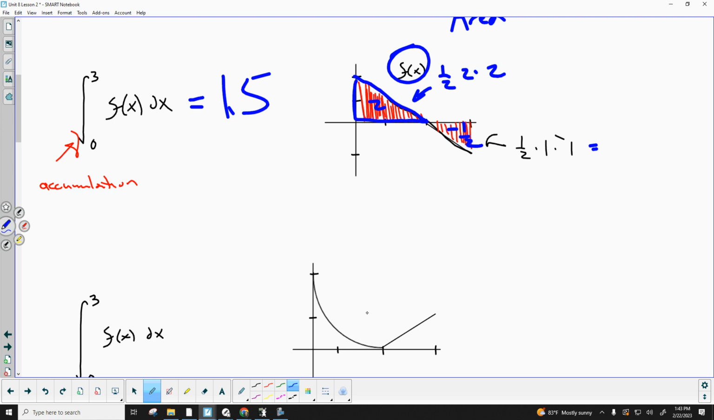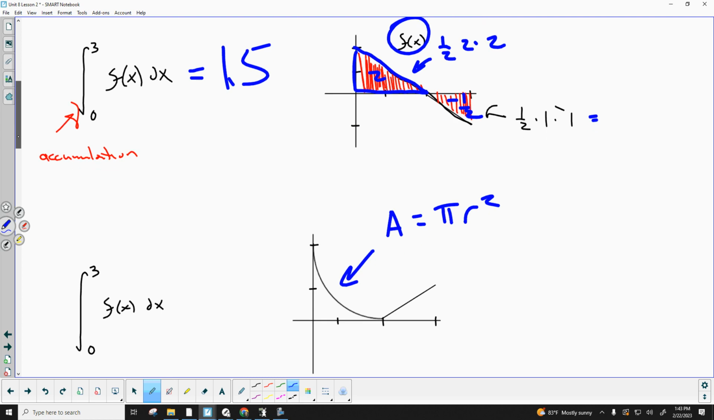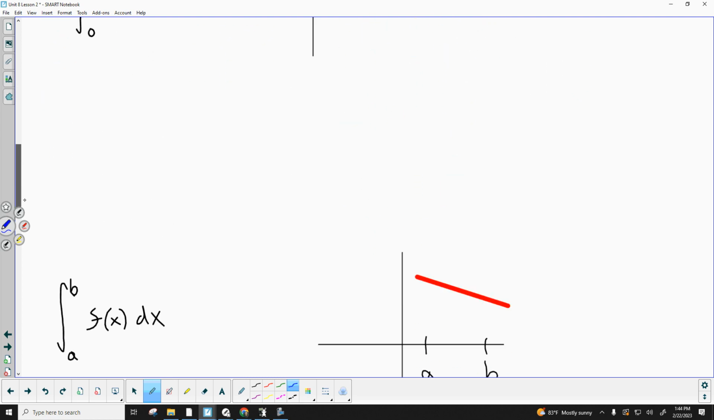Now, sometimes you will encounter some quarter circles or semicircles. Just remember that the area of a circle is pi r squared. You might have to make it a quarter, make it a half. You'll practice that on your homework. We're not going to spend time on that because we're just dealing with triangles and rectangles for today's lesson. I want to keep it simple. Got it? Okay, cool.